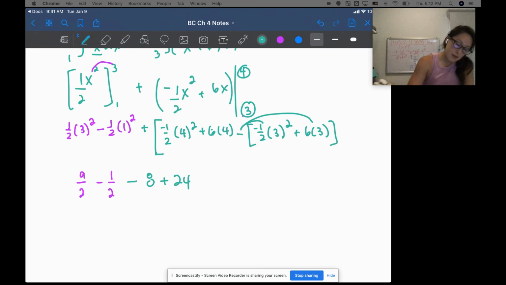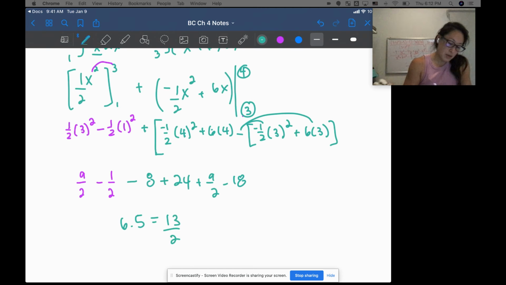9/2 positive. And then 6 times 3 times -1 is -18. Simplifies to 6.5 or 13/2. So the area under the curve is 13/2.